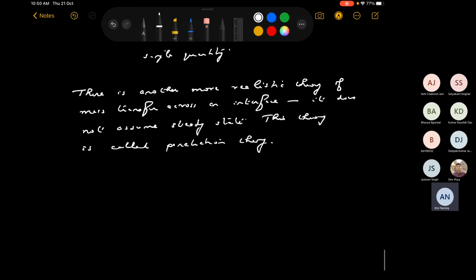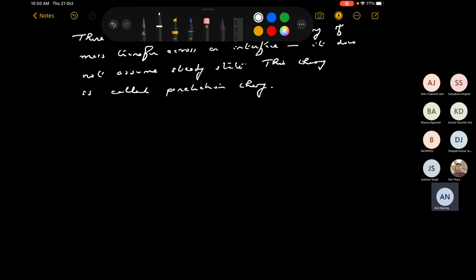So here, basically, what you assume is that this is your interface, this is your gas, and here is your liquid film. Sorry, I should use the same.